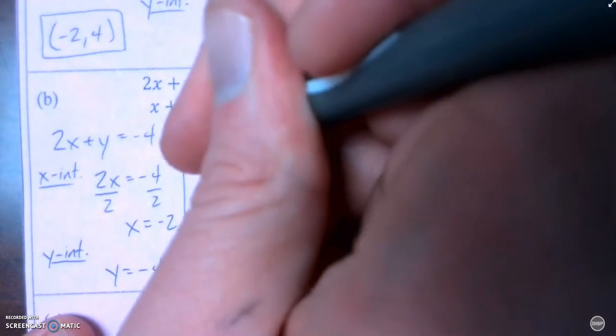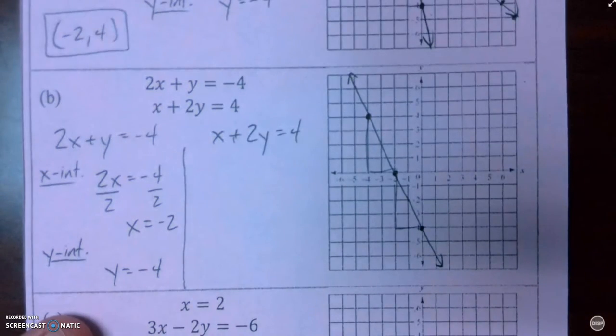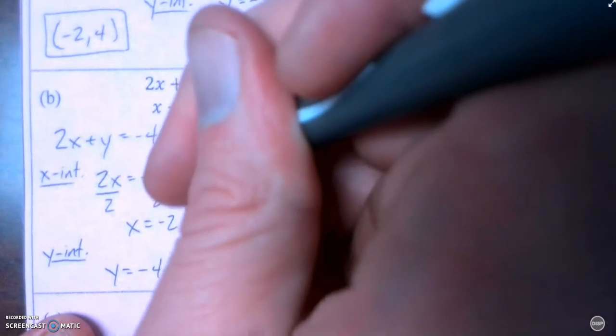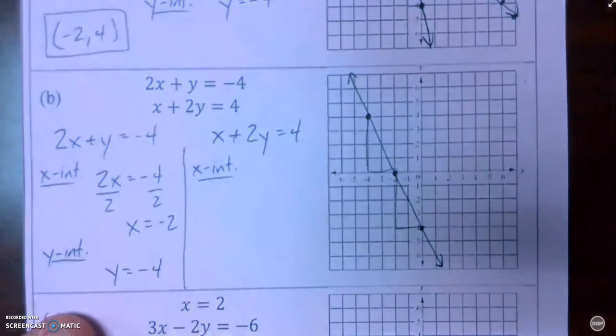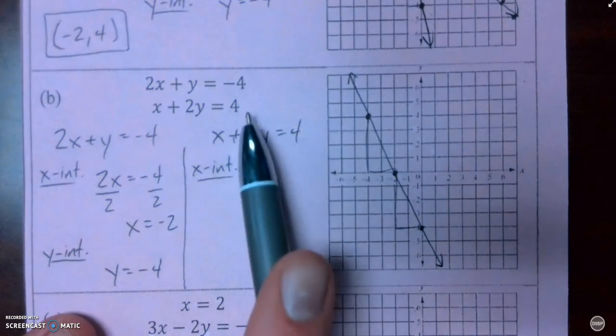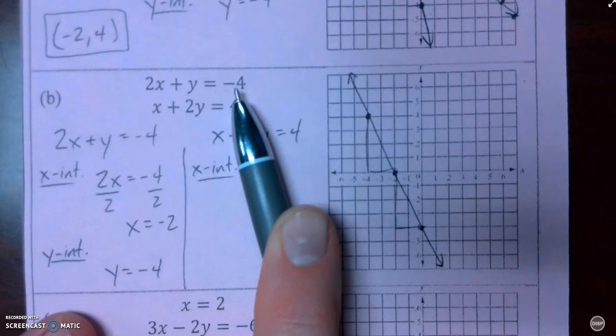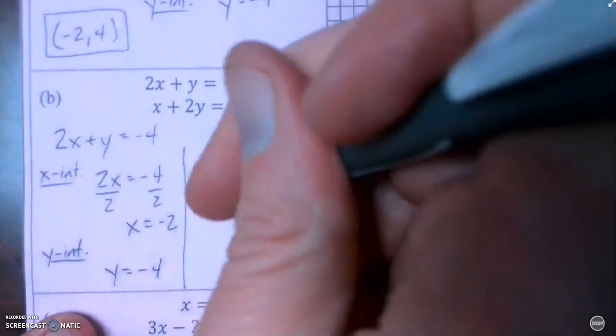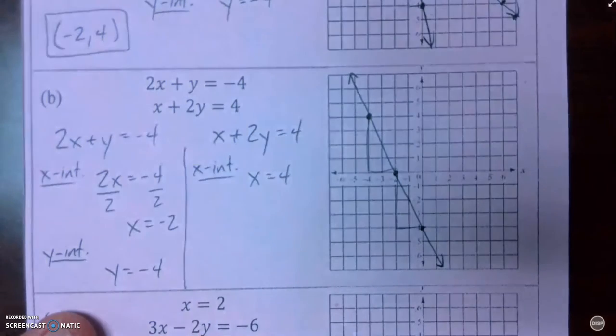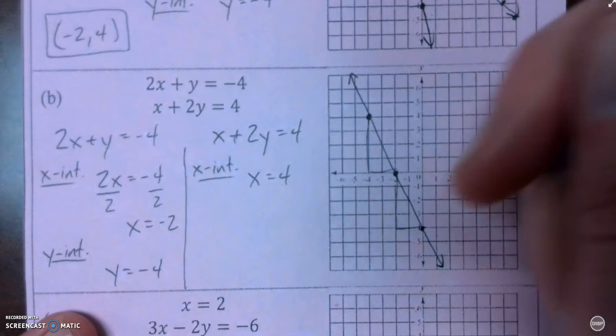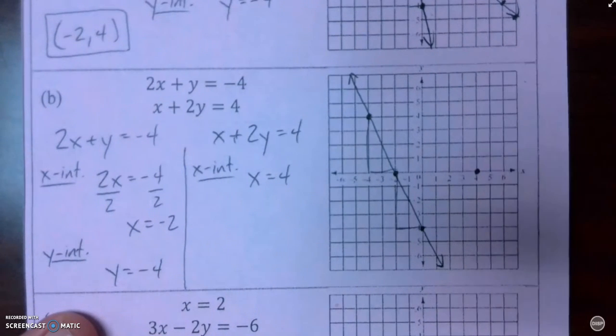So now let's do the second line. x plus 2y equals 4. To do the x-intercept, I need to cover up the y term. And if I cover up the y term, it just says x equals 4. That's kind of nice. So I'll go ahead and plot that on the x-axis. There it is.